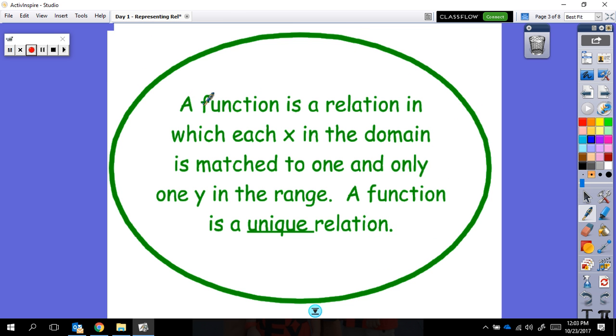All right, a function, so here, this is super important, okay? So let's make sure we get this definition. A function is a relation in which each x is matched to one and only one y in the range, okay? So each x can only be matched to one y, okay? So let me give you an example of that. Let me give you an example of what is a function and what is not.